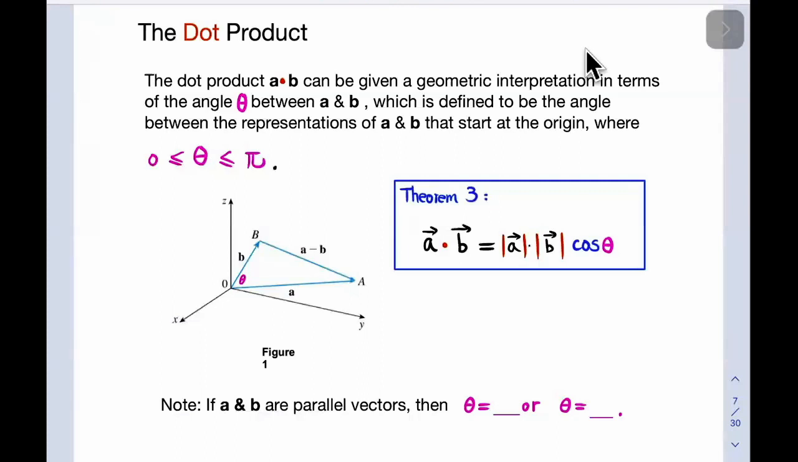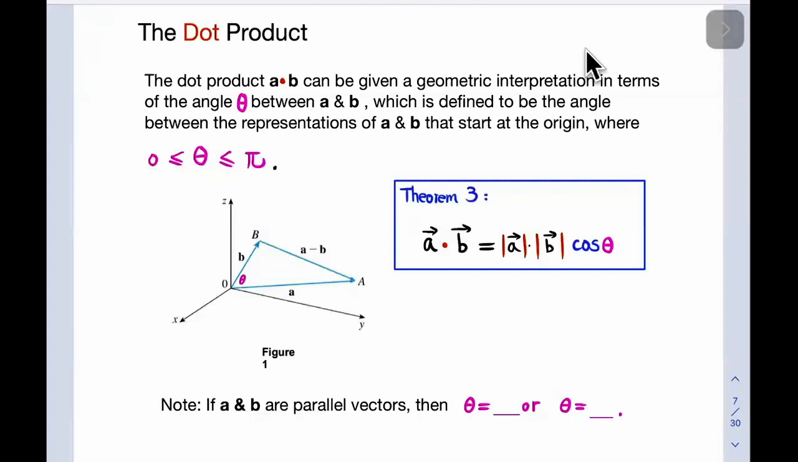So I'm going to ask you here, if A and B are parallel vectors, then what does theta equal to? Anyone? If the two vectors, A and B, say we have the vector A, and then the other vector B, if they're parallel.